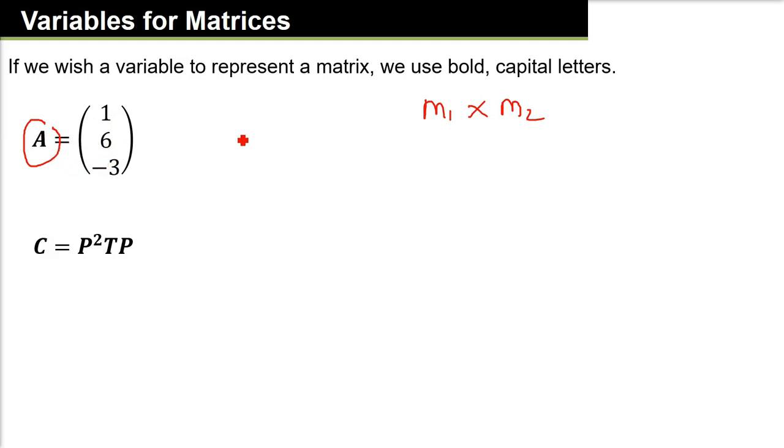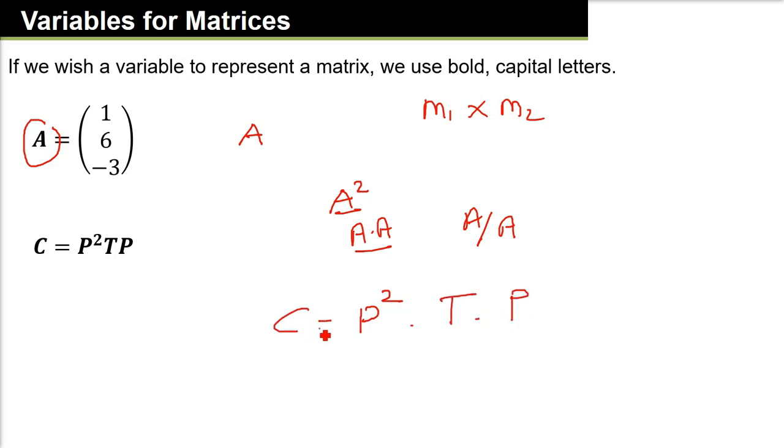That is, this capital A is representing 1, 6, -3. If I have to square this matrix, I'll just write A square. If I divide this matrix by any other matrix or simply by itself, I will write A by A. So we represent this by a capital letter and then do the computation. For example, this expression is showing we have a matrix P, we have to square it, multiply it by T and multiply it by P and then equate it to C. All these are matrices P, T, C, right?